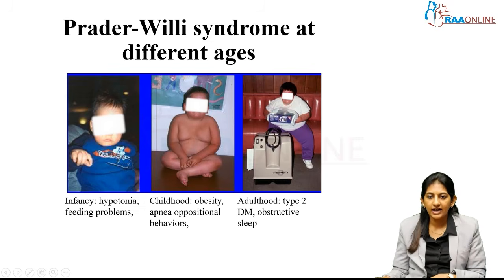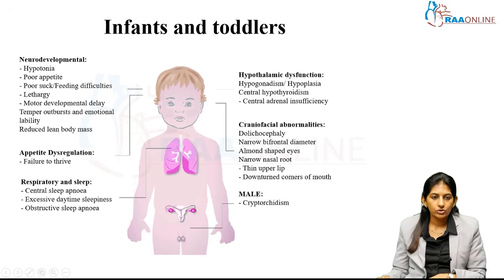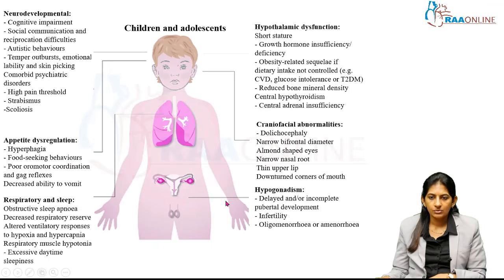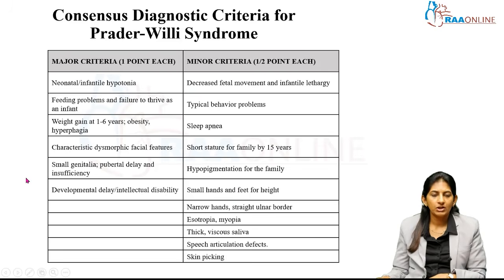In adulthood they have metabolic syndrome, type 2 diabetes and obstructive sleep apnea. So most of the features that we saw are described here. These are some of the features that we just saw. You can go through it later. So there is diagnostic criteria for Prader Willi syndrome, which is divided into major criteria and minor criteria.